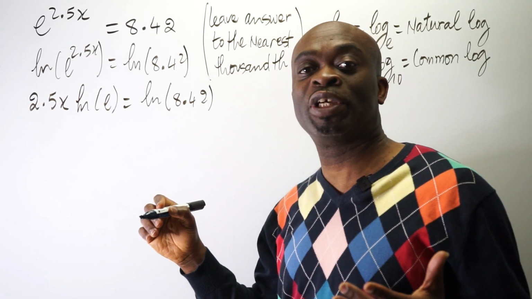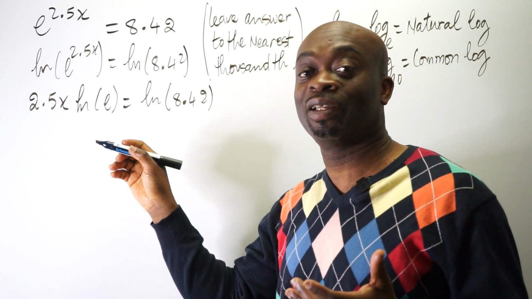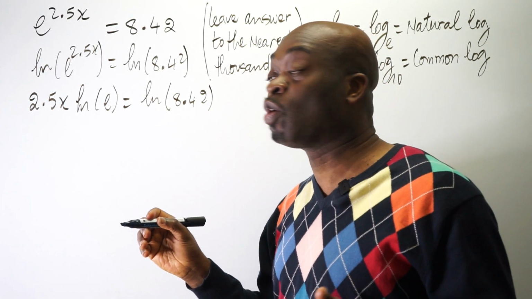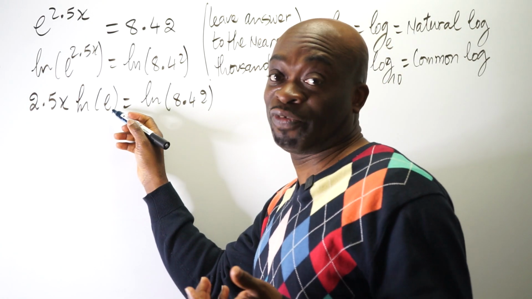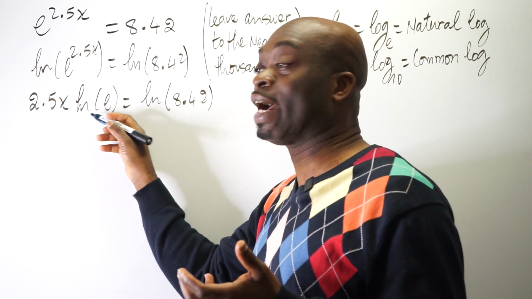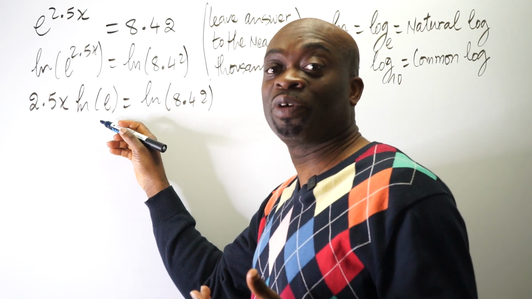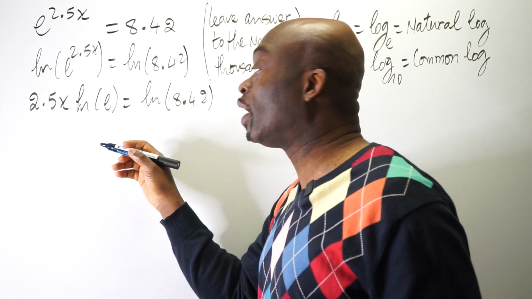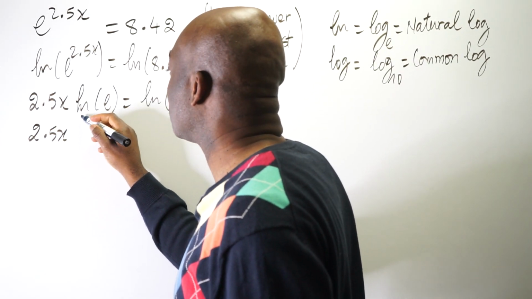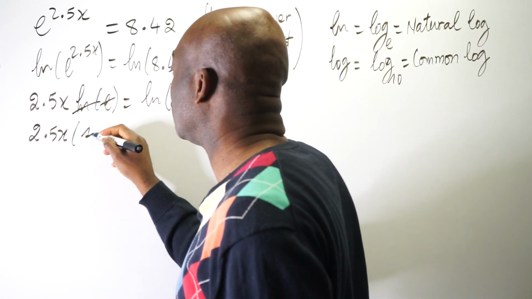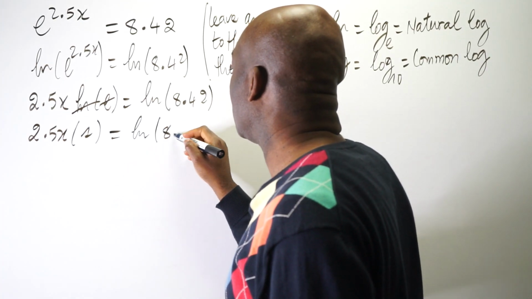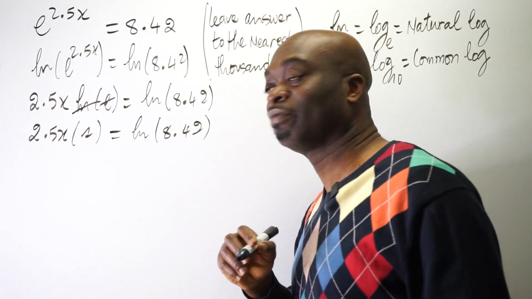So now, why did we use ln? It's because that's the inverse function of exponential. And so ln of e is equal to 1 because they are inverse to each other. So ln of e is 1. So you end up with 2.5x times 1 equals ln of 8.42. Are you good so far?